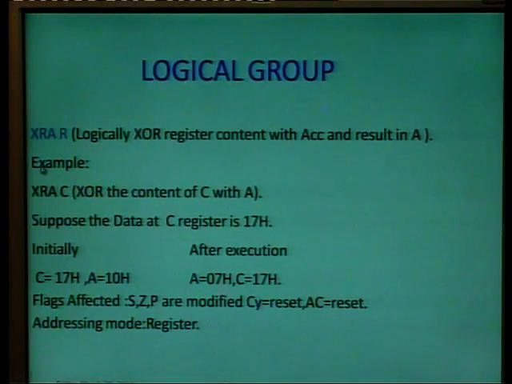Then exclusive OR, XRA R, this will perform the logical exclusive OR operation between two 8-bit numbers, one of them in the accumulator A and the second can be in any of the given registers. One of them is in the accumulator, the second can be in any register.